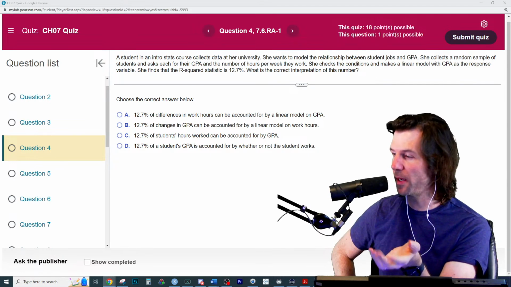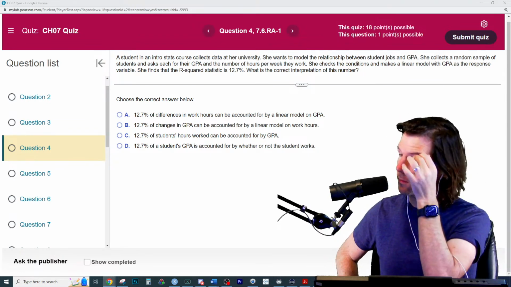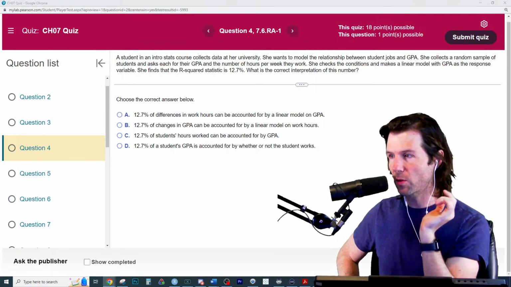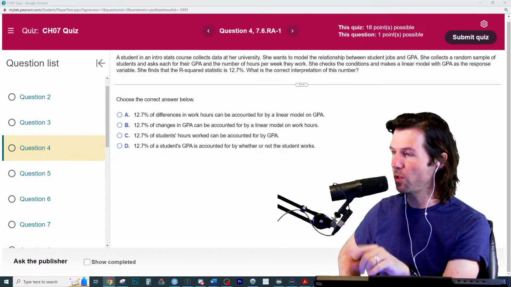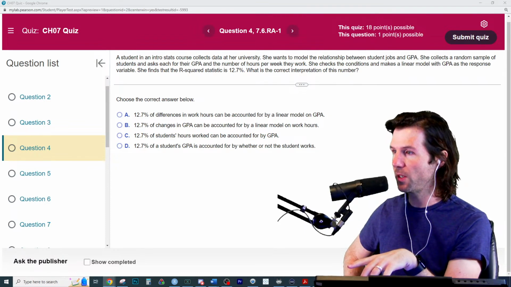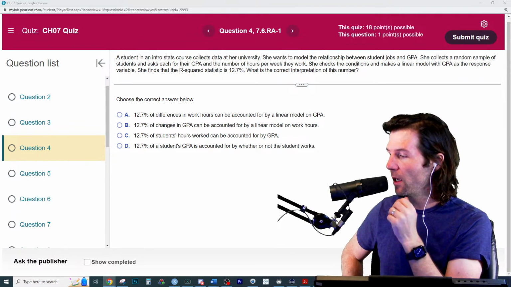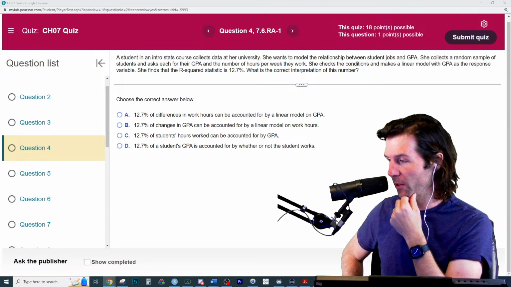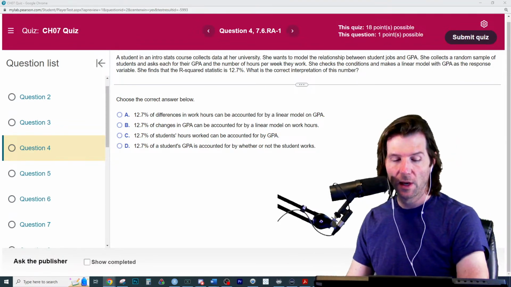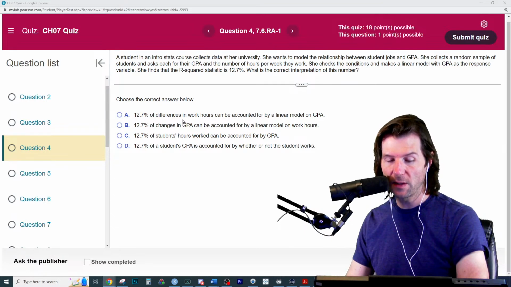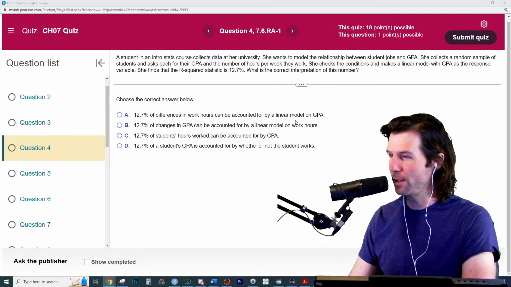But you see, it all starts out with basically what we have to start. There are other ways to explain R squared, like Dr. Putri likes to say, knowing someone's hours worked would get you 12.7% of the way to understanding the variation in their GPAs. 12.7% of the variation in GPAs is explained by the variation in hours studied. Boom. Or it's hours studied, is it? Yeah, I guess hours studied makes more sense. 12.7% of the differences in hours worked can be accounted by a linear model on GPA.